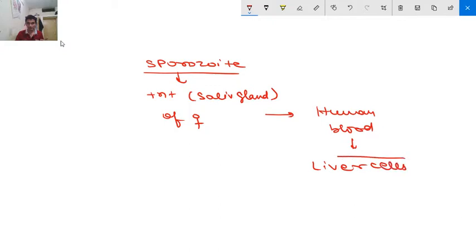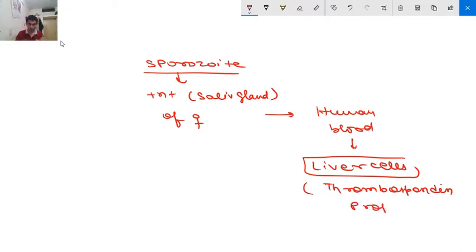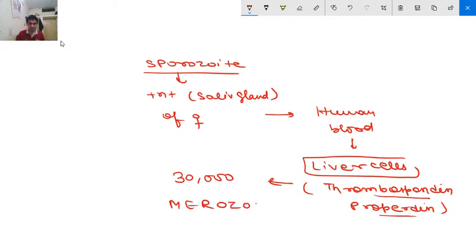After delivery into the blood, within minutes it will invade and bind to liver cells, by binding to receptors which are thrombospondin and properdin receptors, generally present on the liver. Now within liver cells, the parasite multiplies, releasing as many as 30,000 merozoites. This is the next stage.